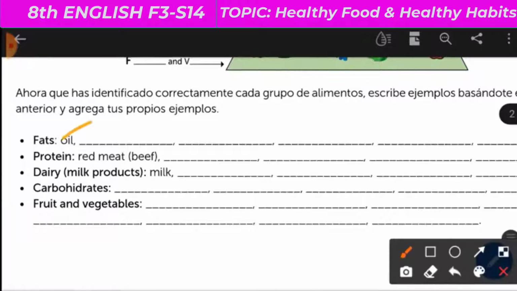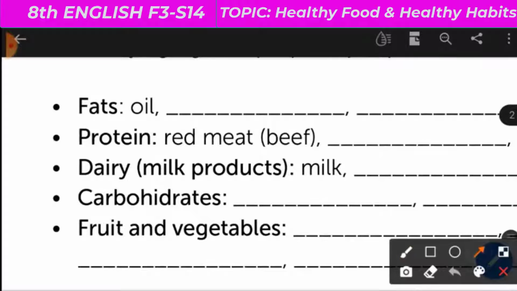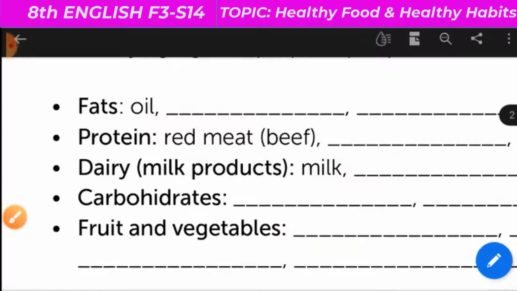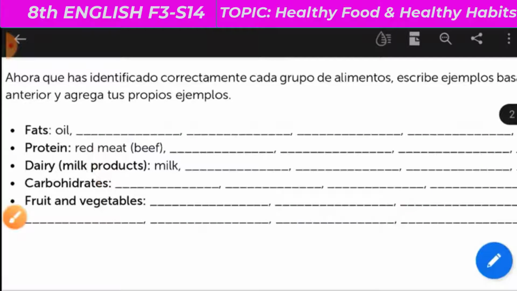So here are the names: fats, protein, dairy, carbohydrates, fruits, and vegetables. Listen and repeat. Those are the groups of the food pyramid that we're studying. Fats, protein, dairy, carbohydrates, fruit and vegetables. Okay, now in this part you have to write examples of those groups of food.